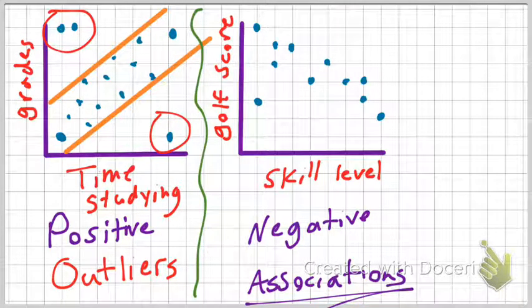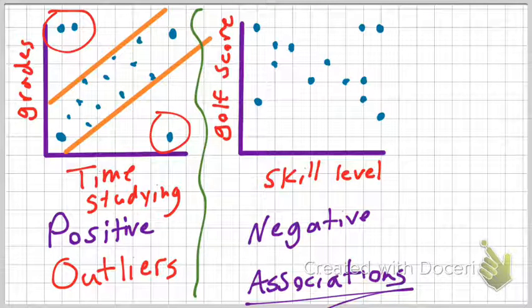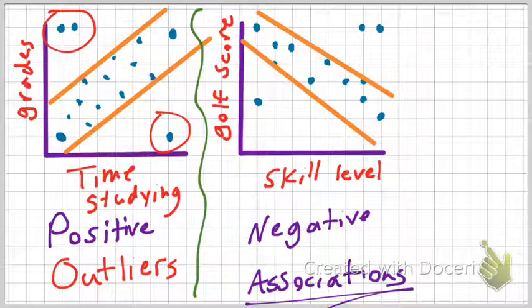Or you have your Tiger Woods of the world, who maybe has a bad day. So skill levels are really high, but they scored bad on that day. Maybe it was raining. And right here they just got lucky. Those are our outliers, right? But we can see that for the majority, we do have a relationship that is heading down. So when one went up, the other went down. When one went down, the other went up. They moved in opposite directions. That creates a negative association.